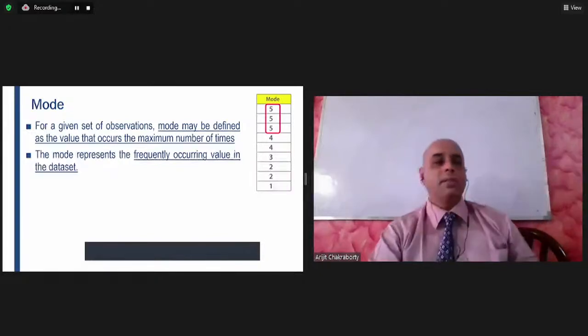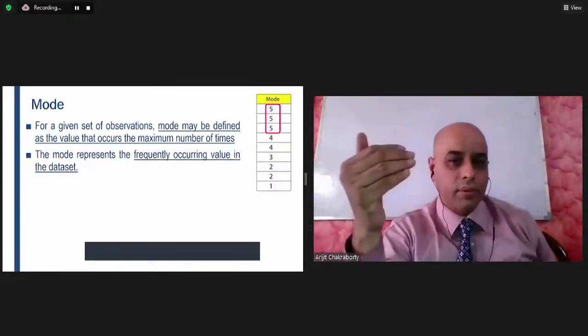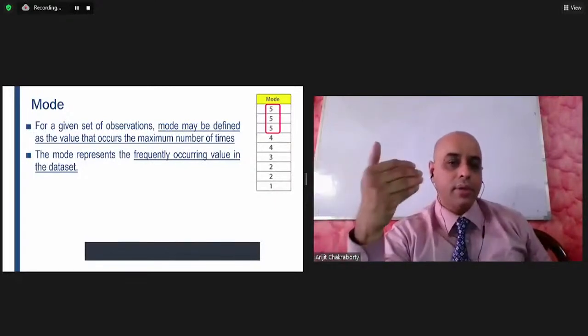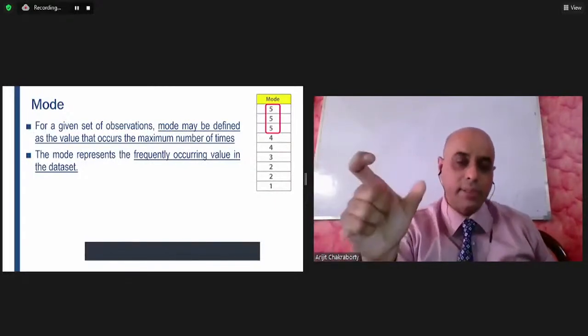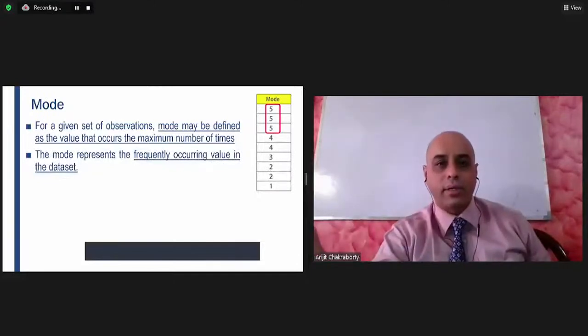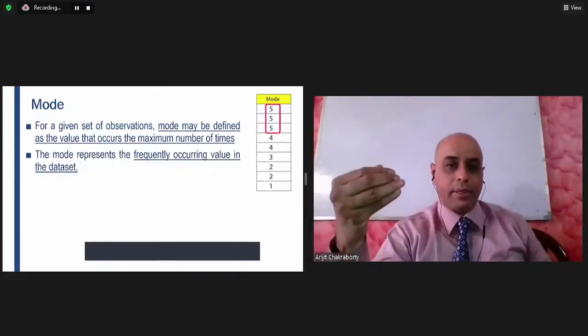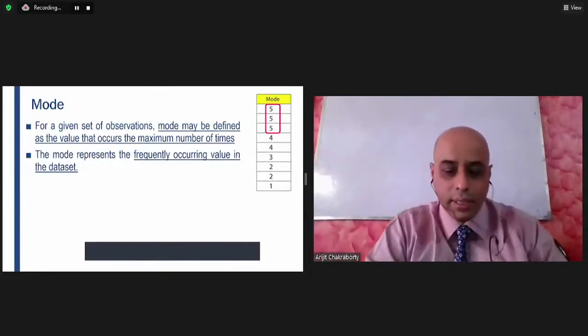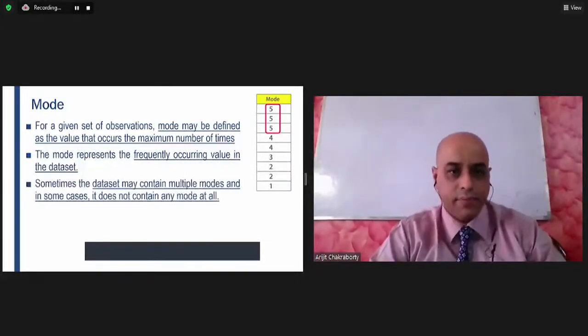So mode represents that particular number which occurs most frequently. In other words, when we use the word frequent, we are actually talking about frequency. So it is there for the maximum number of times. In other words, the frequency is highest.